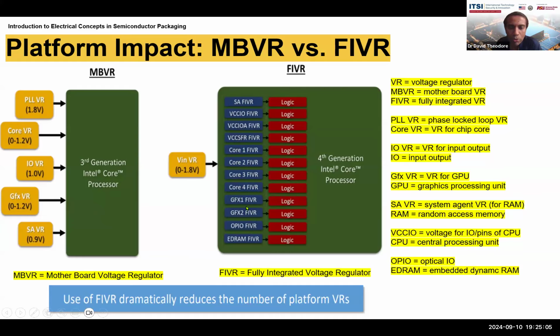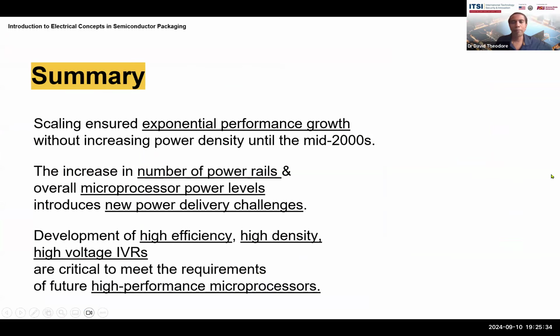So here you have 2 graphics voltage regulators. You have the OPIO, which is the optical input output for optical signals. EDRAM is embedded dynamic RAM. So you have a separate, fully integrated voltage regulator that's providing power for the logic. You can see that there's an input voltage regulator providing input that's then split up into all of these, and you can use different voltages as needed.